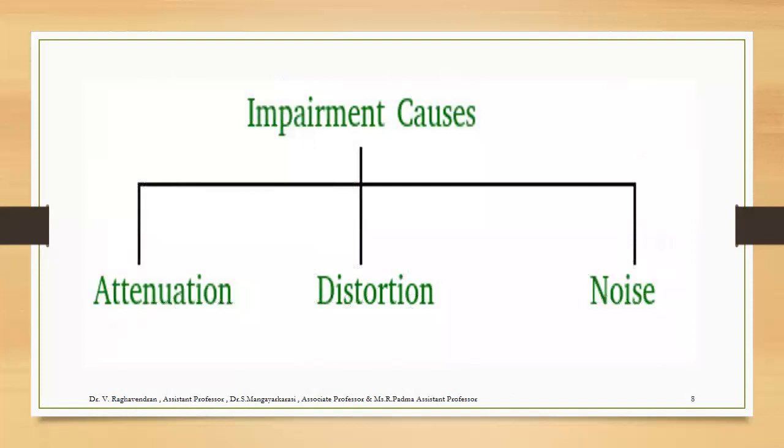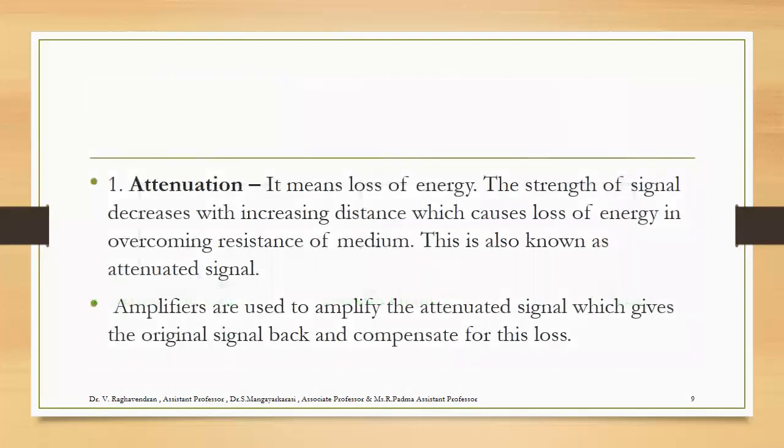So there are three types of causes of impairment. The first one attenuation, the second one distortion, the third one noise. The first one, attenuation, means loss of energy. The strength of a signal decreases with increasing distance, which causes loss of energy in overcoming the resistance of the medium. This is known as the attenuated signal. To handle this problem, we use amplifiers. The amplifiers are used to amplify the attenuated signals, which gives the original signal back and compensates for this loss.